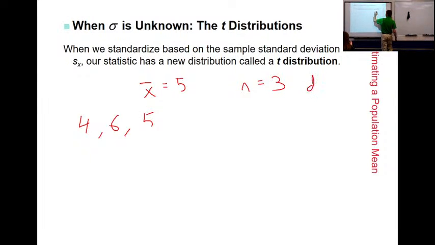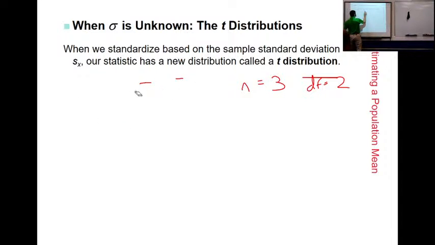So, degrees of freedom. How many numbers on the list were free to be whatever before we said, oh, this is what the rest of the numbers on the list have to be? It was the first 2. And so that is what degrees of freedom is.